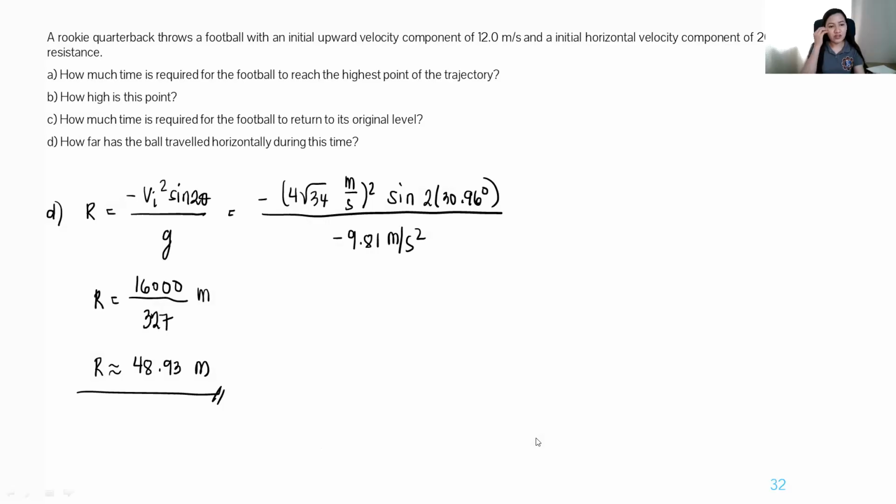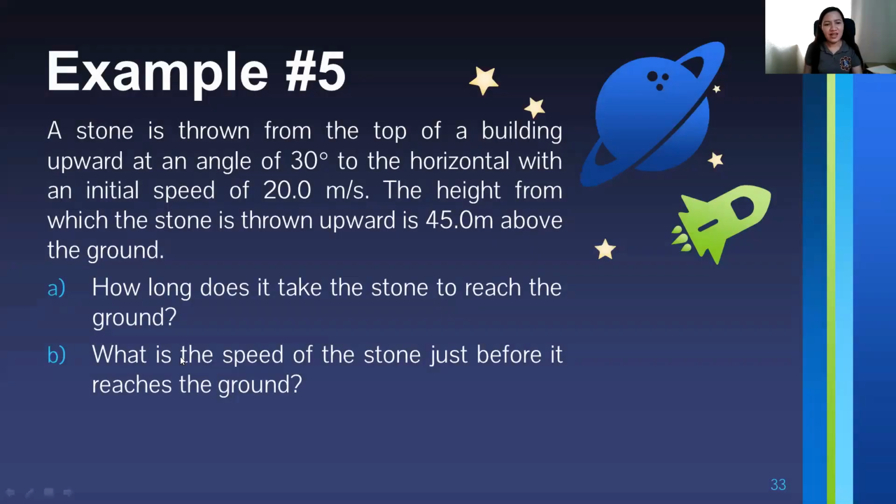And for letter D, the range, again, we are just going to use the formula derived and then substitute the values. So we'll be able to come up with 48.93 meters. So just know your formulas, and just know what the variables mean, and just know when to use them. Okay, for the last example. A stone is thrown from the top of a building upward at an angle of 30 degrees to the horizontal with an initial speed of 20 meters per second.